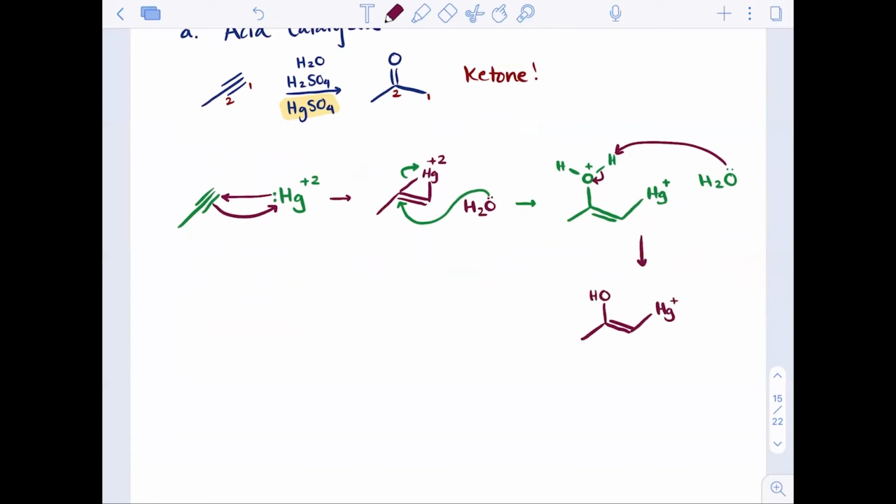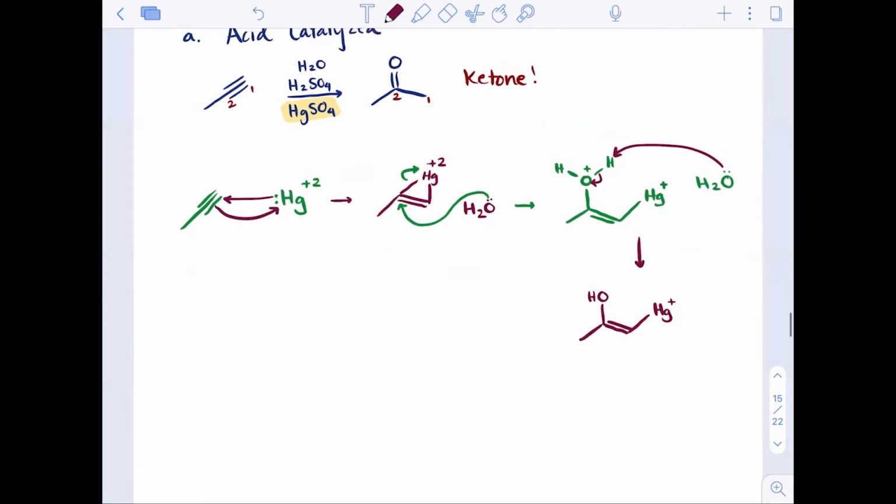And from here, it's a kind of a cleanup step to get rid of that mercury. In that proton transfer we just did, we made hydronium. And this hydronium is what's going to be able to help us get rid of the mercury and clean up our molecule. The pi bond breaks, the second pi bond breaks, adding that extra proton.